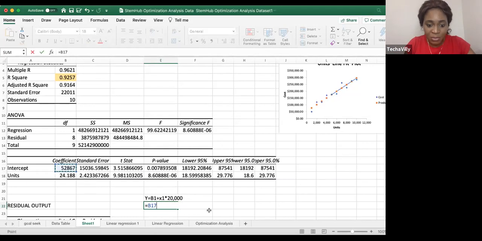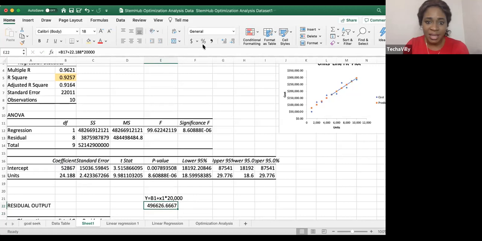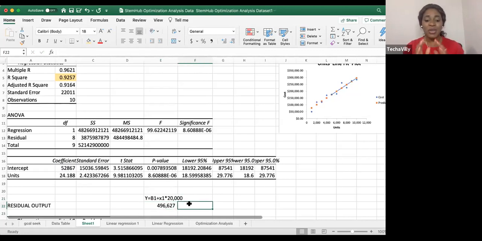So this amount plus 24.188, times 20,000. So this is the amount we're going to spend to make 20,000 units. So can I go on? Did you get the gimmick? The company already knows that to make 20,000 units, they're going to spend $496,627 to make this. So you can see how easy it is to make decisions with regression analysis.